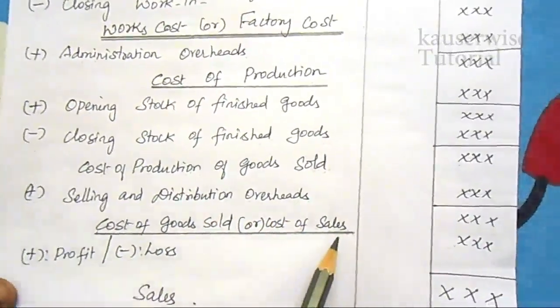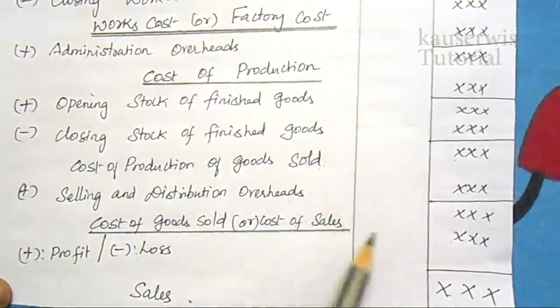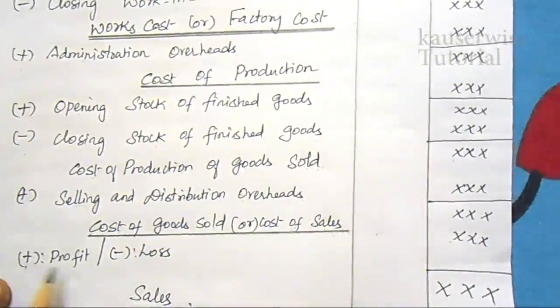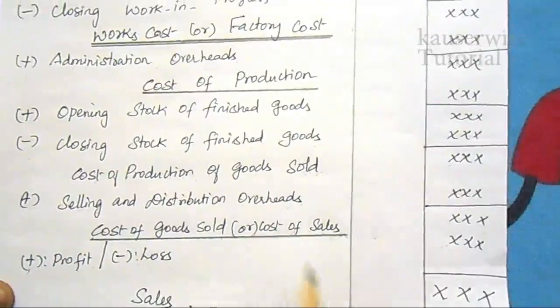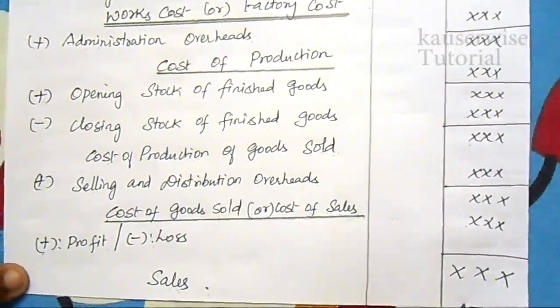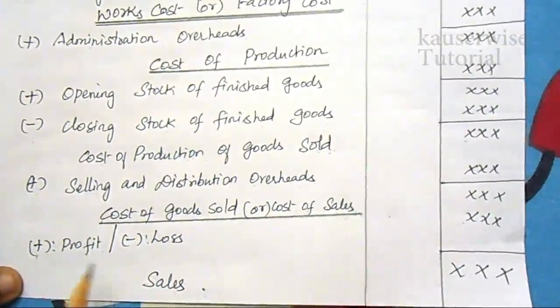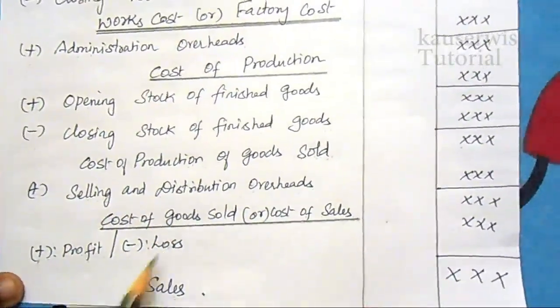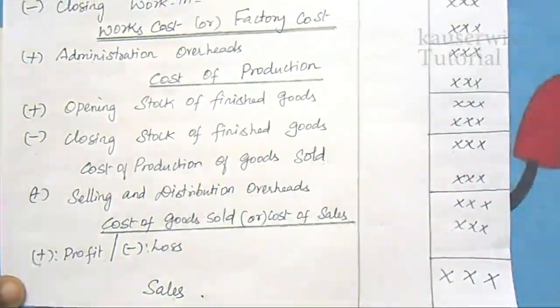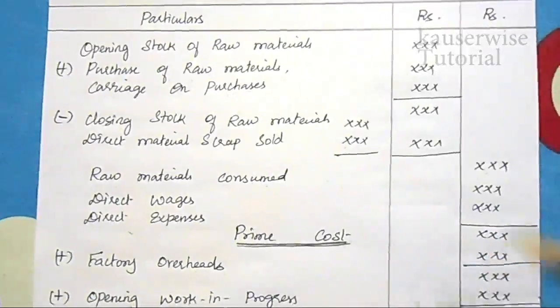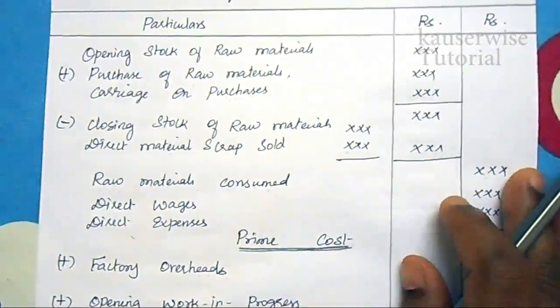Finally, after getting cost of sales, you need to add profit along with cost. Then you will be getting selling price. The balancing figure will be either profit or loss according to the problem. Now let us see one problem based on this format for better understanding.